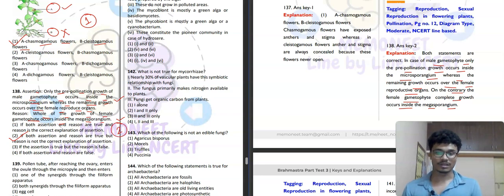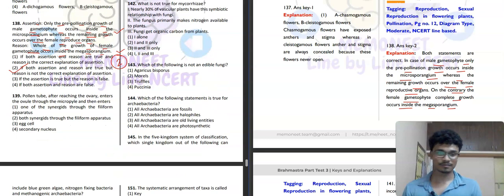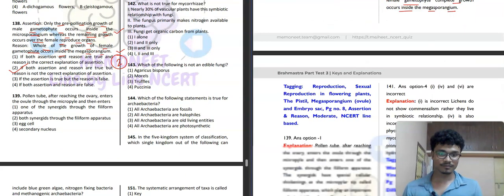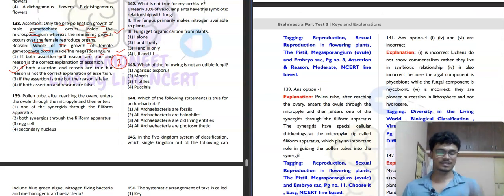Now moving towards the next question, 139. If you are ever confused in an assertion-reason based question, just put a 'because' and try to understand whether this reason correctly verifies the assertion. In the reason, you have to correctly verify whatever is written in the assertion. If it is true, then you put the first option as the answer, and if it is not true, then you put the second option as your answer.